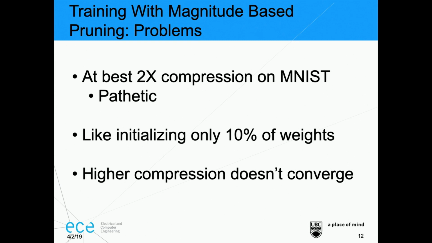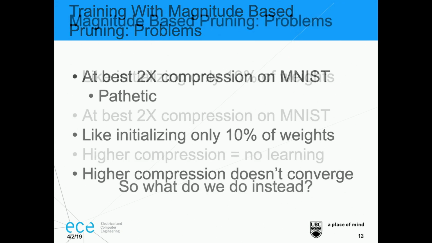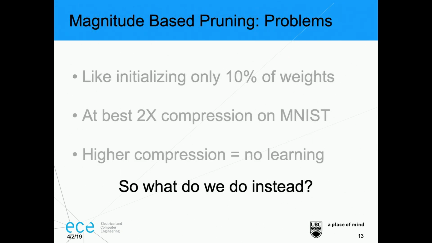And the reason for this is basically vanishing gradients. It's basically like initializing 10% of the weights. So you have this random initialization, you set 90% of your network to 0, and now you can't learn anything. If you go above 2x compression, it doesn't converge at all, because again, the vanishing gradients. So the question becomes, what do we do instead?